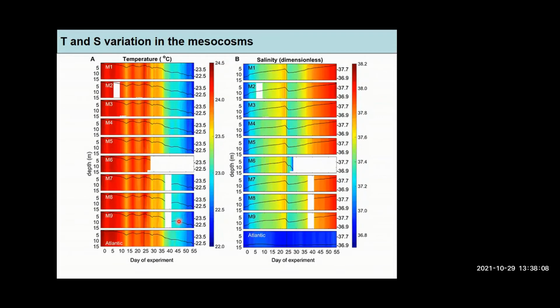This is the temperature and salinity variation. Not very important to explain my results, but if you're interested, the temperature went down. This is just the natural temperature drop because we started somewhere in September and this was already mid-November or so. And the salinity would go up because there is evaporation. This mesocosm is like a closed system, so there will be evaporation and it will increase the salinity. But when we added the deep water, this would go down.